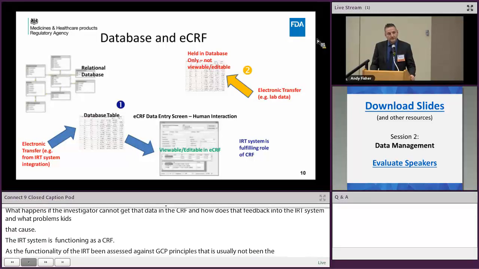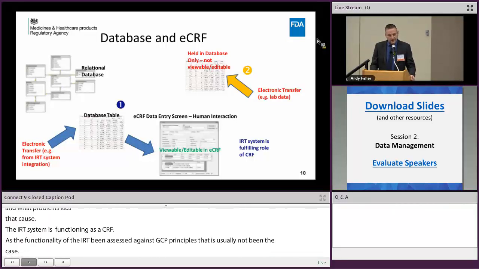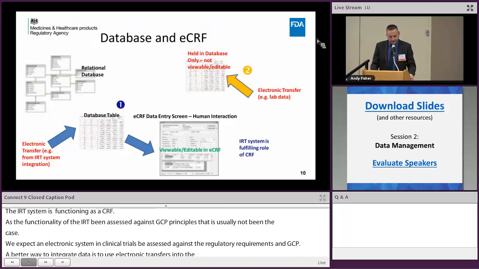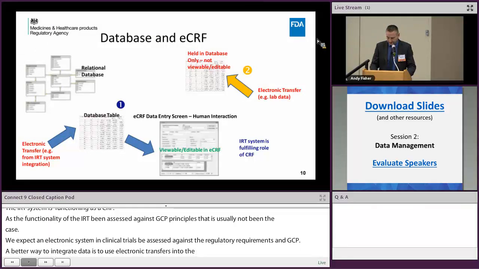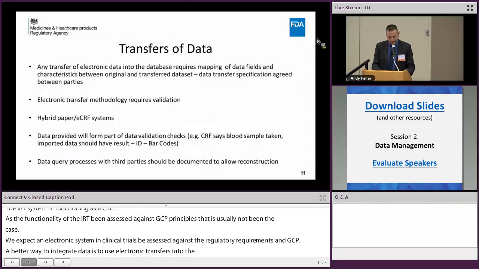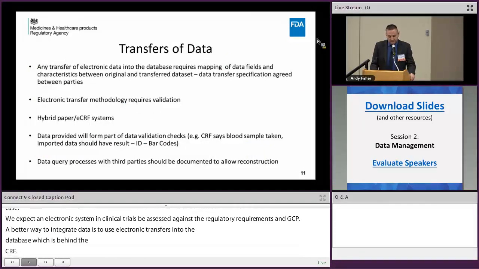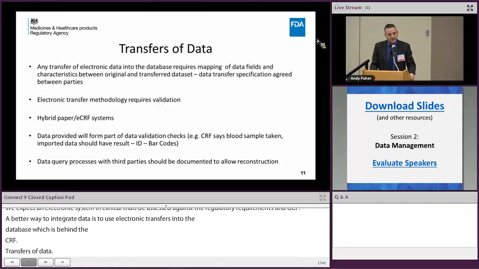So a better way to integrate data is to use electronic transfers into the database, which is behind the CRF and doesn't have the associated data entry screens with it. So transfer of the data into the database facilitates perhaps creating analysis data sets. But it's also most useful for doing validation, so you can transfer laboratory data into the database and then do data checks against the CRF data.